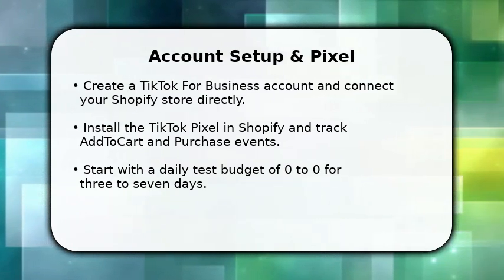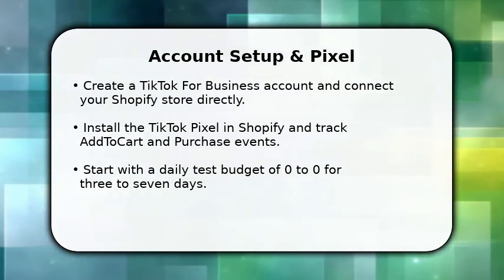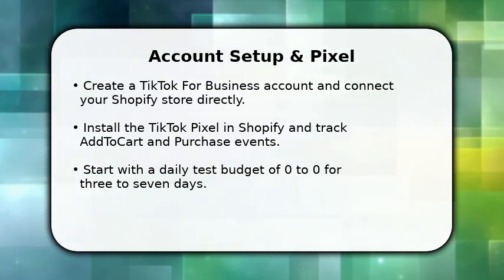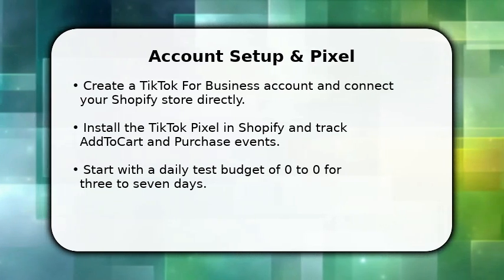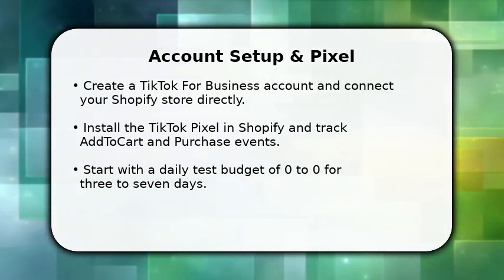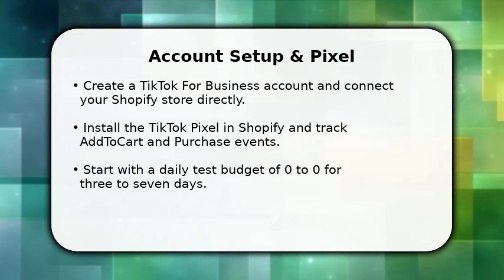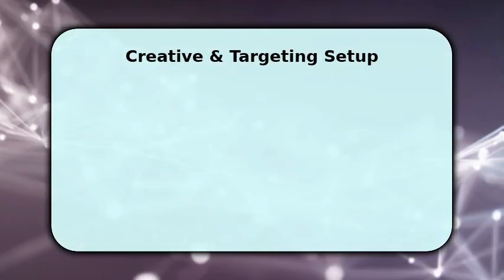Set your campaign objective to conversions and choose purchase as the optimization event for best tracking. Start with a conservative daily budget and run tests for 3 to 7 days to gather early data. Produce vertical 9:16 videos that are 6 to 15 seconds long for ads.